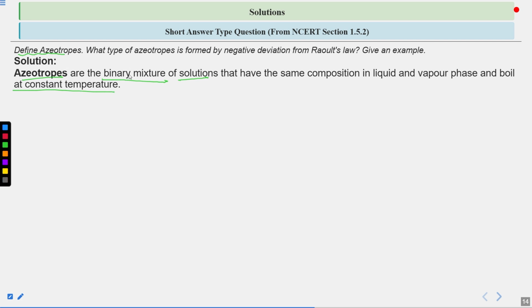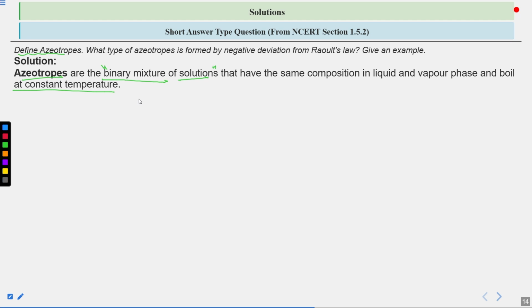Okay, so azeotropes are binary mixtures of solutions. Binary means bi, which means two. So we have a solution in which two components are present. Azeotropes have the same composition in the liquid and the vapor phase, and they also have the same boiling point, or you can say they boil at a constant temperature.